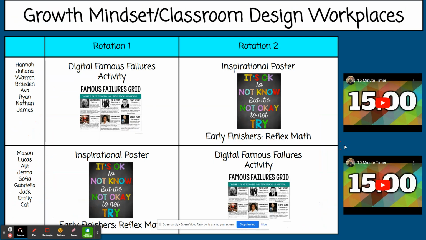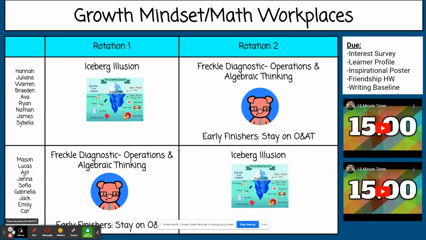And this is just an example of splitting your class in half and having 2 rotations to start with. You could have your timers right on the screen. This also shows that in the beginning of the year, we design our classroom environment and talk about growth mindset. So you can actually start rotations using responsive classroom lessons without having to wait until you start math or reading or writing rotations. And this is just another example of that.